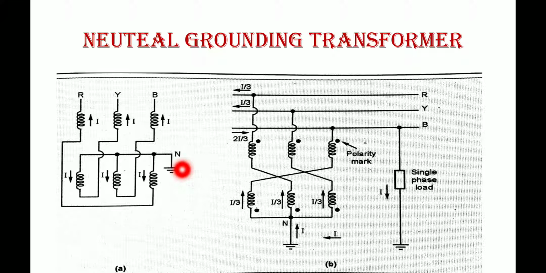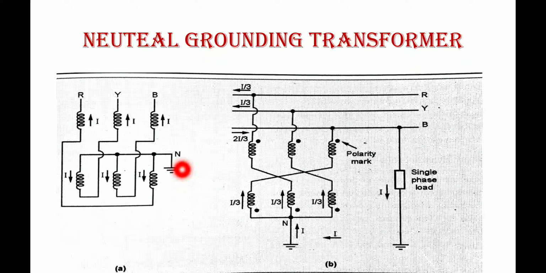For example, in the case of a delta connection system, there is no neutral point. That neutral point is going to be achieved. How is it going to be achieved? By means of a grounding transformer itself. Getting my point? Then the three-phase, three-wire system is changed into a three-phase, four-wire system.